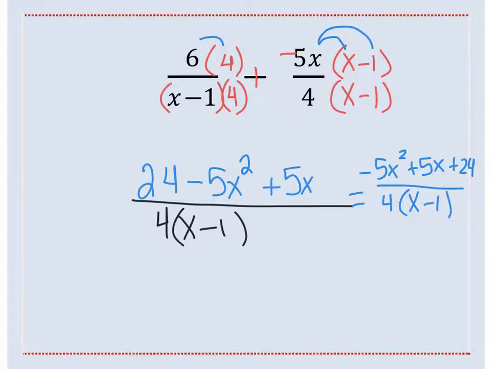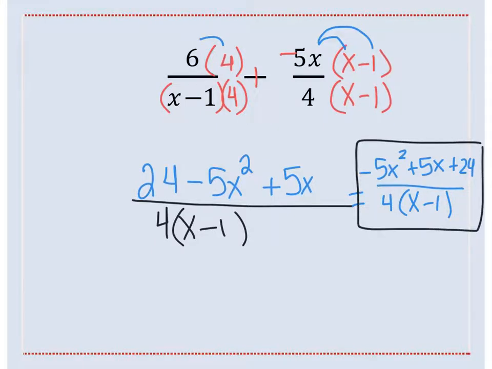Now for my numerator, I check if I can factor it. I could pull out a negative 1 if I wanted them to be a positive 5, but I don't have to. I can actually leave my answer just like that.